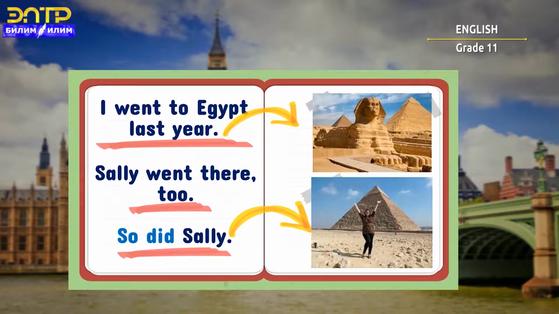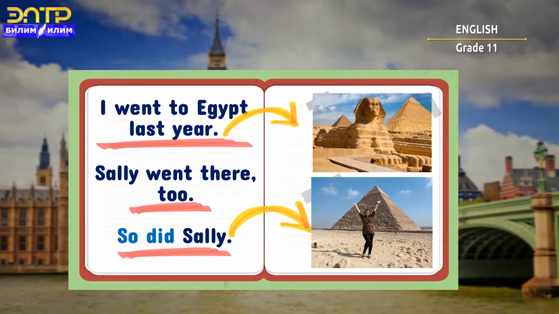Let's see the last sentence. Reem says, I went to Egypt last year. What about the girl Sally? Sally went there too. Both Reem and Sally went to Egypt last year. We can say it in another way: so did Sally, to express that Sally went there too, starting with so, and a helping verb did of the past simple, and the subject Sally.